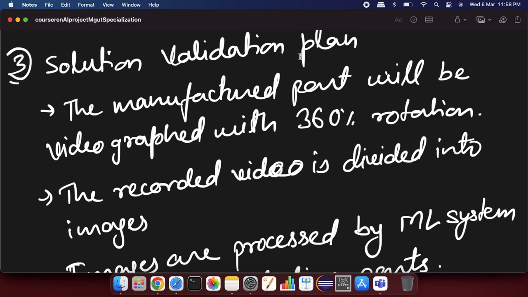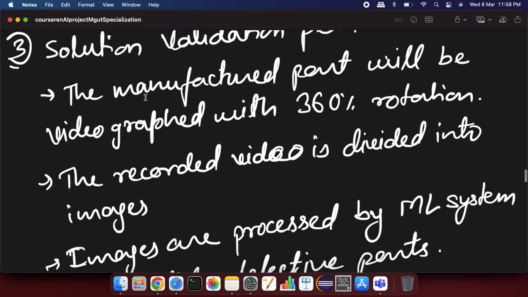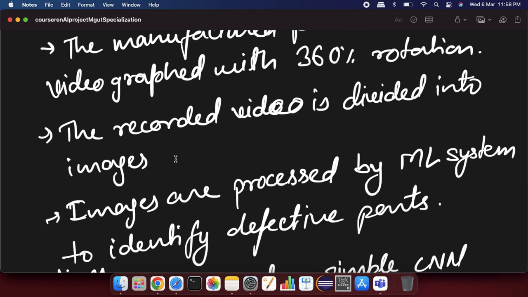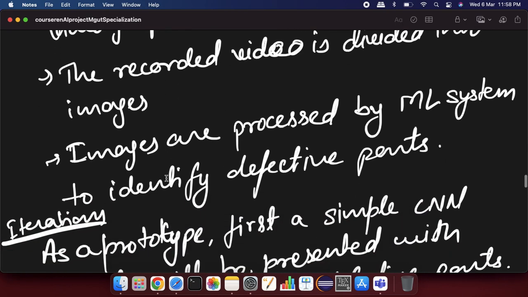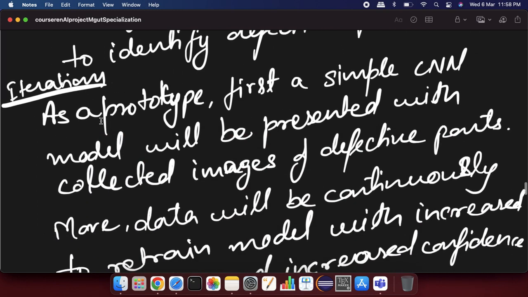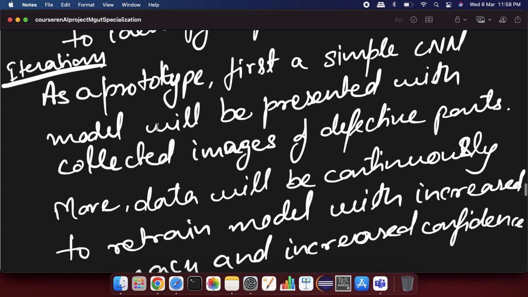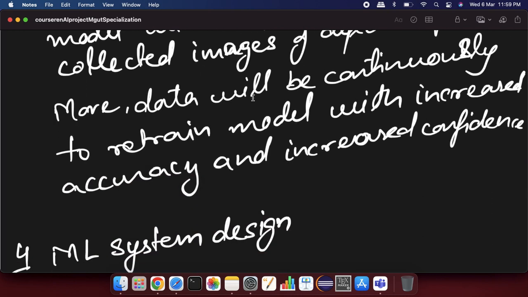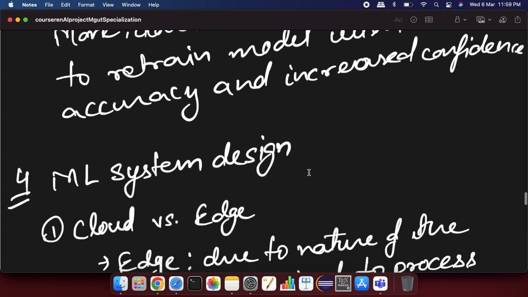Then the solution validation plan. The manufactured parts will be videographed with 60-degree rotation, and the recorded video is divided into images. Then these images are processed by the ML system to identify defective parts. We can use an iteration where, as a prototype, a simple CNN model is first presented with collected images of defective parts, and as we get more data, we keep refining and retraining this model to get increased accuracy and increased confidence.